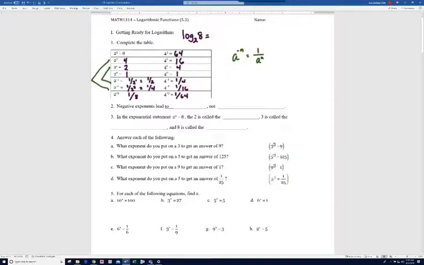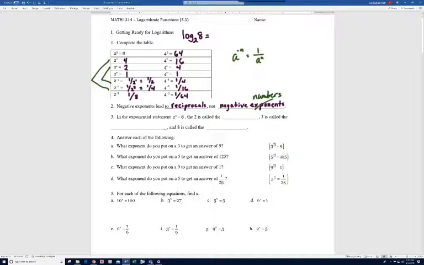So basically, with these negative exponents, I got a little phrase that I like to use. Negative exponents lead to reciprocals, not negative numbers. So notice all of my answers here are positive. Negative exponents, normally when we think of a negative, we think in terms of the sign of a number. But negative exponents have nothing to do with the sign of our final answer here. They're all positive.